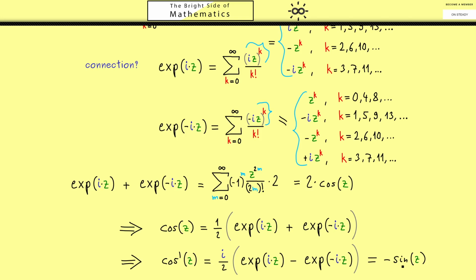Hence, also for the sine, we now have a representation with exponential functions. And now these two representations can be very helpful when you do calculations with cosine and sine involved. Simply because powers of exponential functions are easier to deal with than powers of cosine or sine. However, in our course here, it's very important to know that exponential function, cosine and sine are all holomorphic functions.